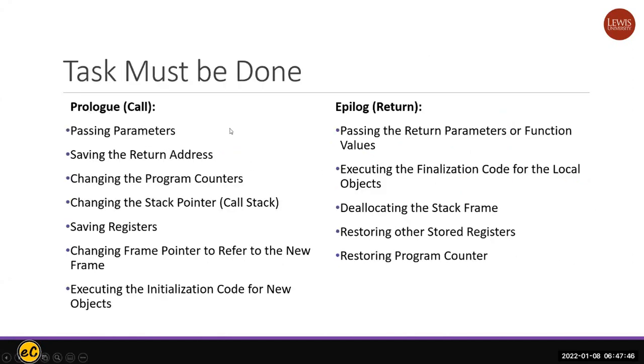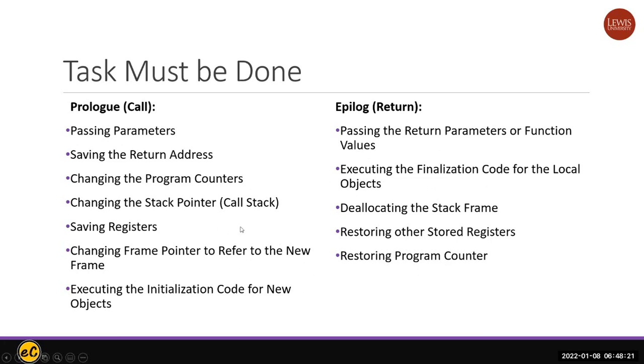So the prologue needs to do these: passing parameters, saving the return address, changing the program counter, then saving the registers, and then changing the frame pointer to refer to the new frame, and executing the initial code for the new object. Epilogue is when you return. You need to pass in the return parameter or function value, execute the finalization code for the local object, deallocate the stack frame, restore the saved registers, and restore the program counter. So the epilogue is to go back to the main function.